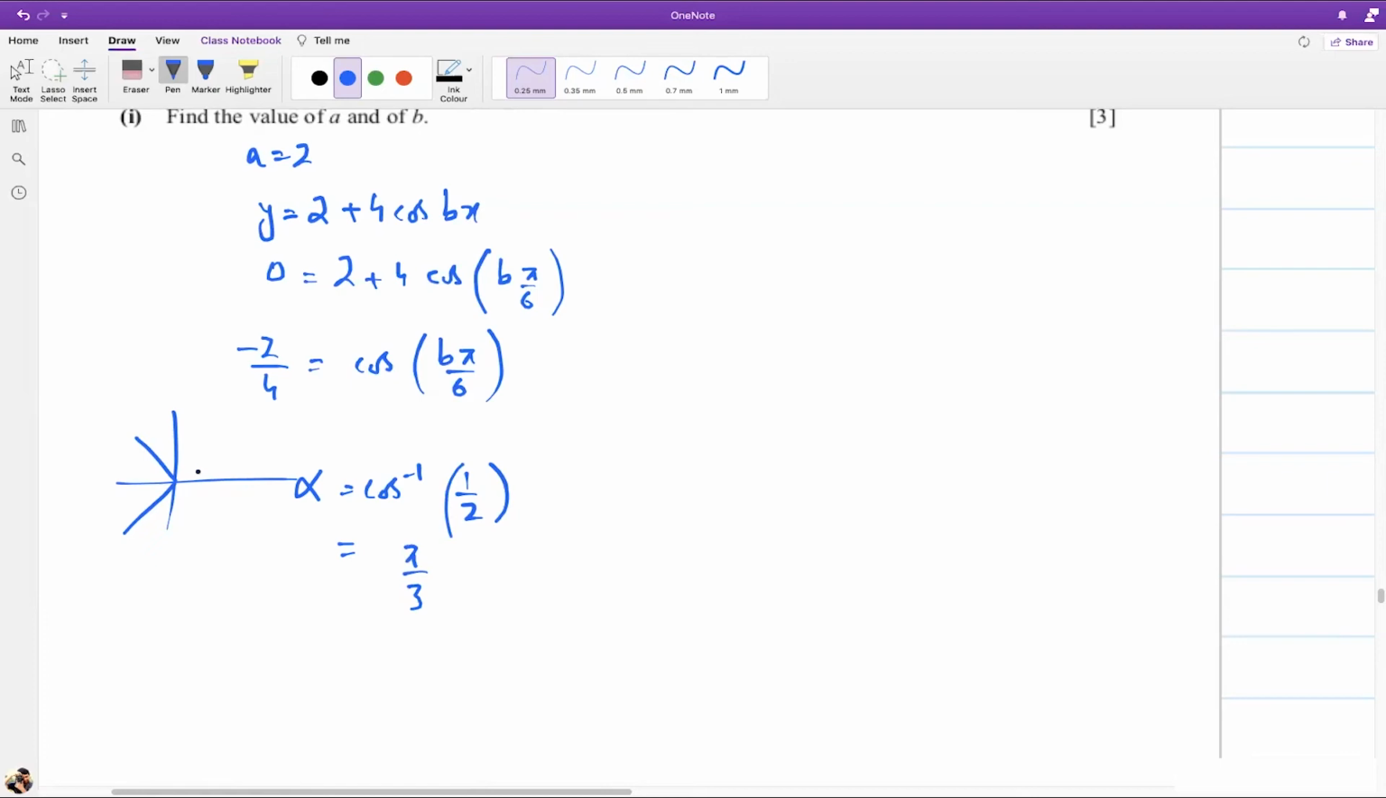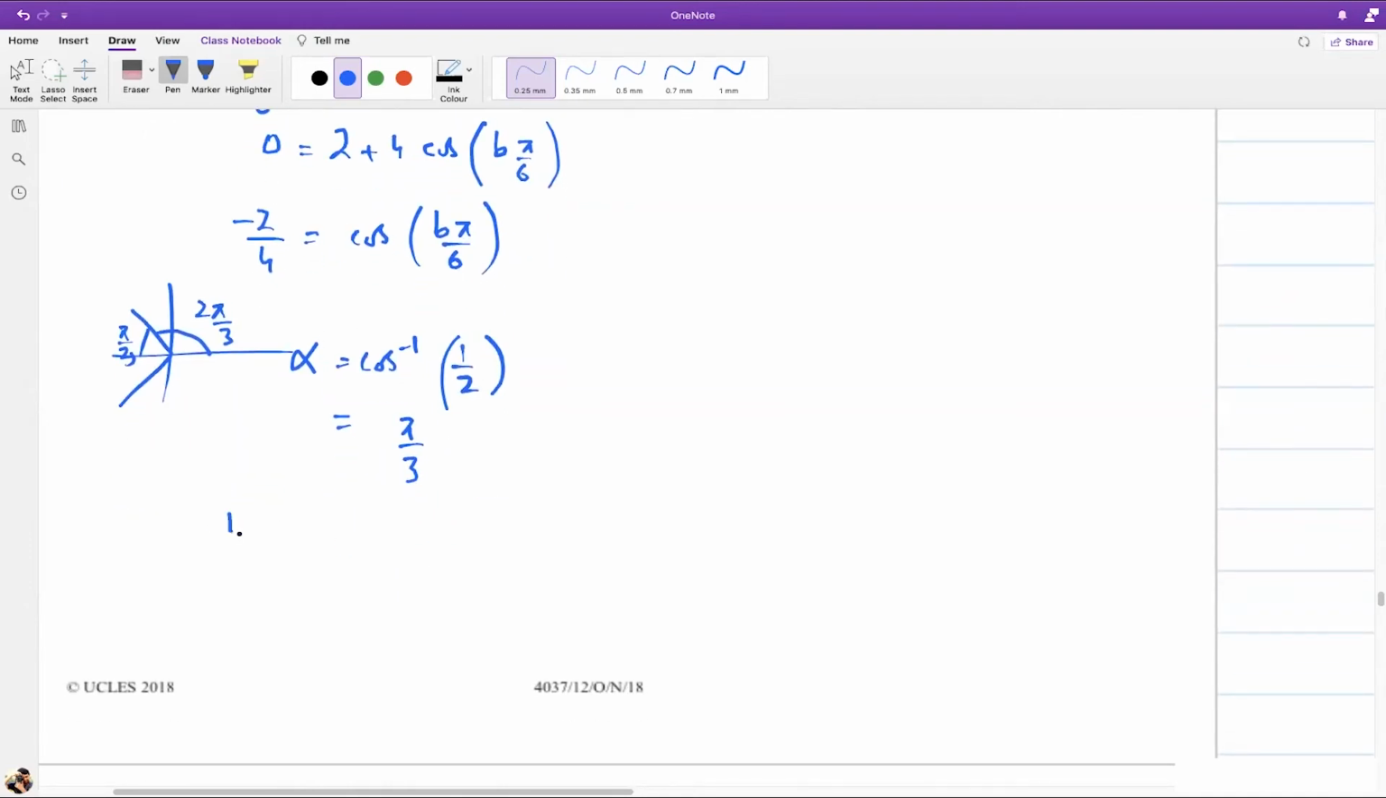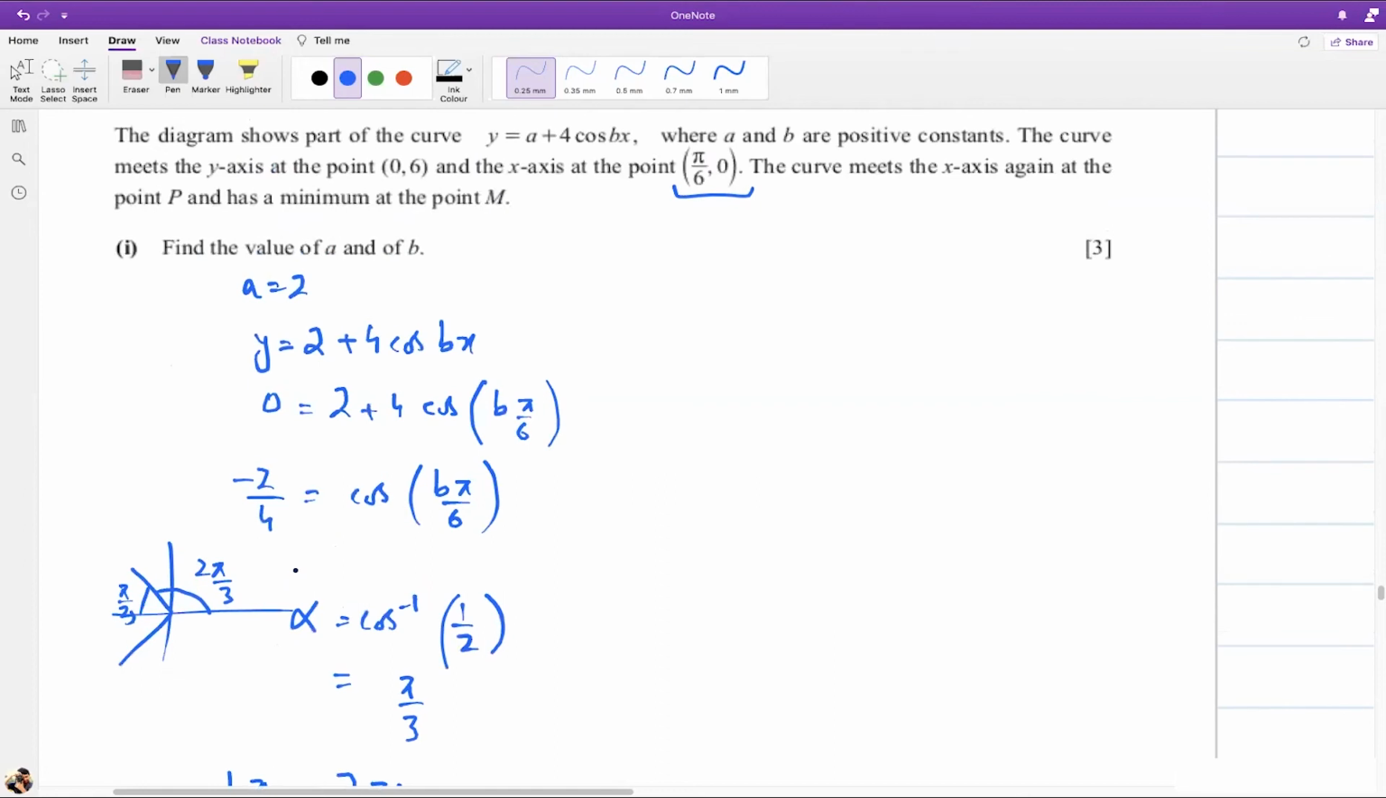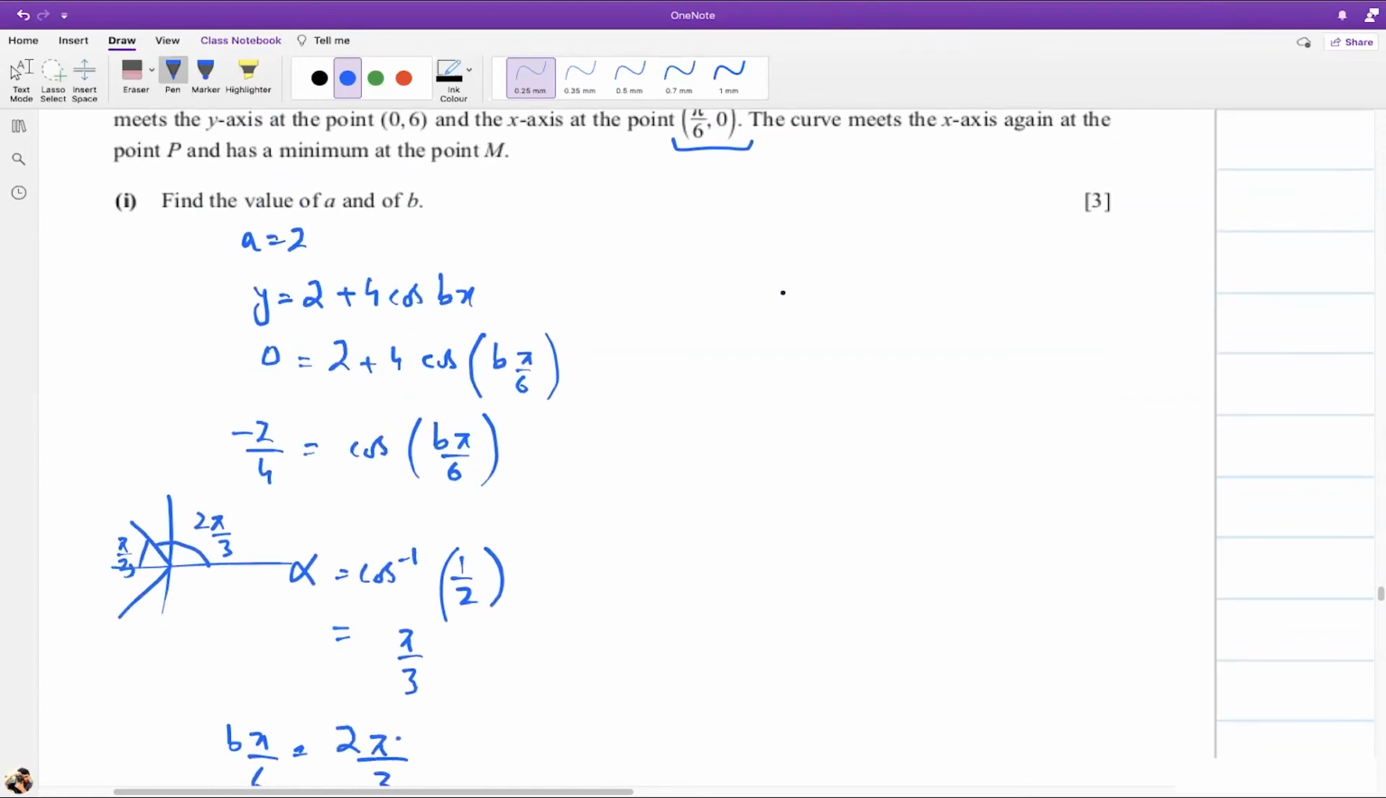Okay, so when you do it here, if this is π/3, this becomes 2π/3. So that means my angle b π/6 is 2π/3, giving me the final value that b is equal to 4. So I got b, I got a, that's all I needed. So my equation now becomes 2 plus 4 cos 4x.